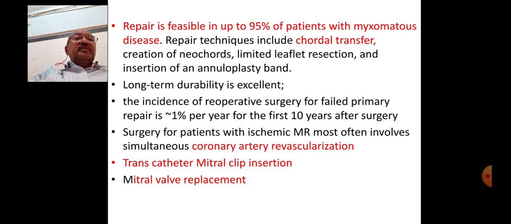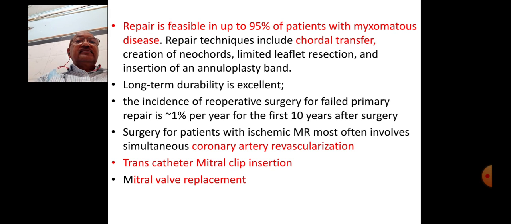Repair is feasible in up to 95% of patients with myxomatous disease. Repair techniques include chordal transfer, creation of new cords, limited leaflet resection, and insertion of annuloplasty bands. Long-term durability is excellent. The incidence of reoperation for failed primary repair is less than 1%.